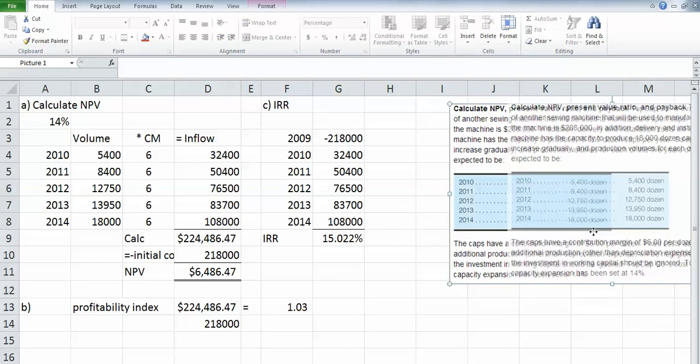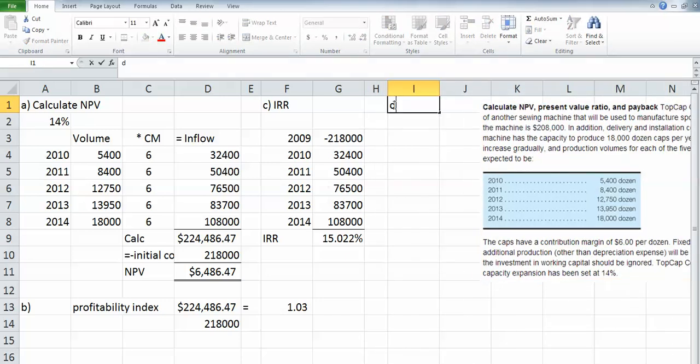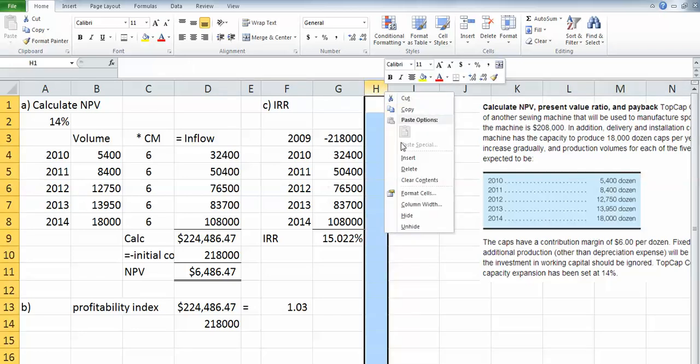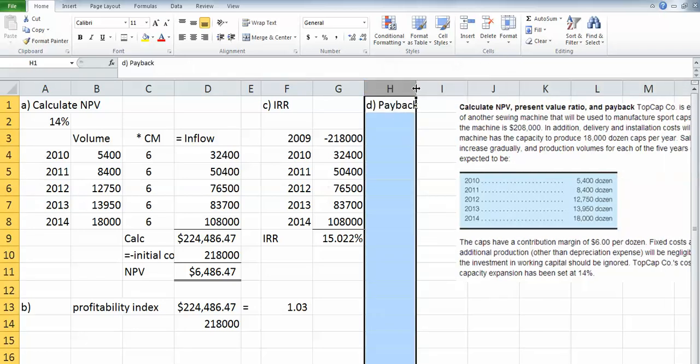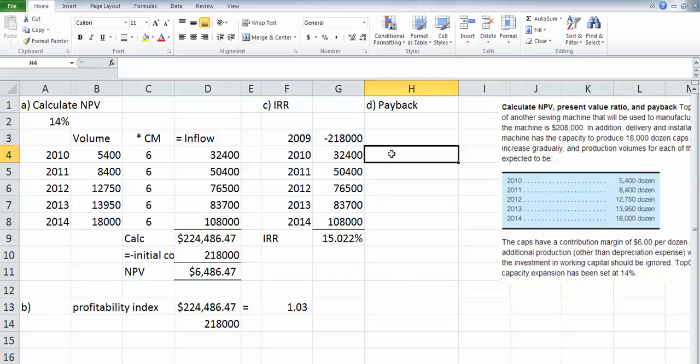So I'm going to slide this over one more time, and we'll go ahead and add another column here for payback period. And I can probably use the same information that we just used for our internal rate of return. What we're looking for is actually, let me delete this out, the point where we get our $218,000 back. So how long does it take us to get that amount back? So we can just take the $218,000 and we can start adding our inflows to see how far we get.